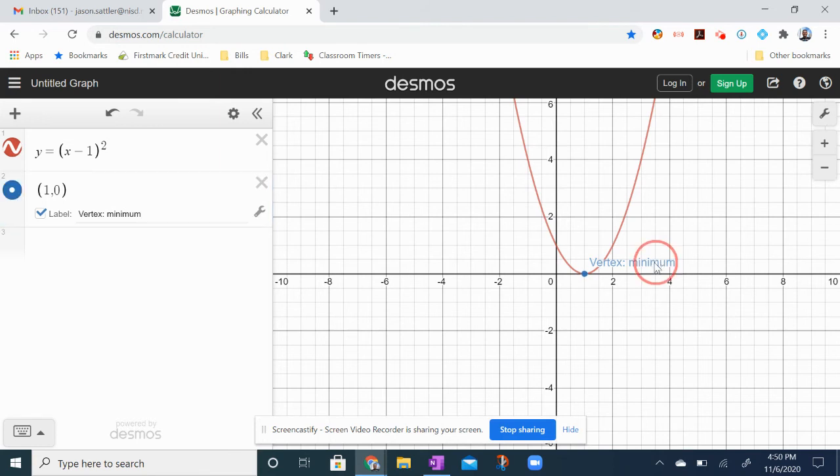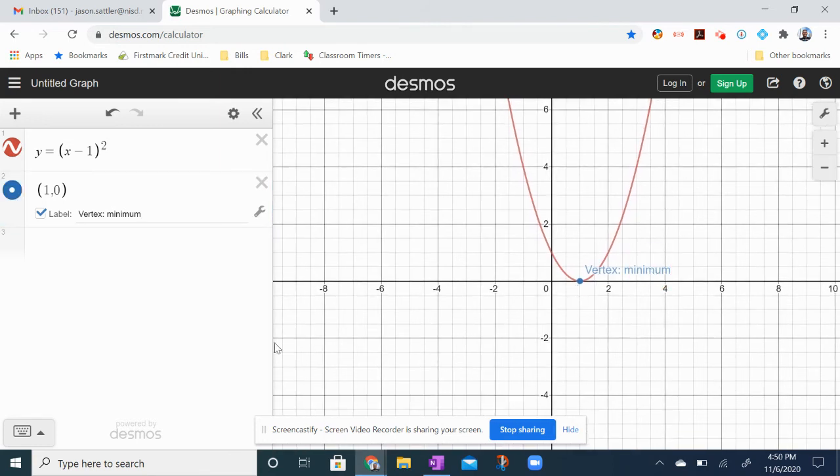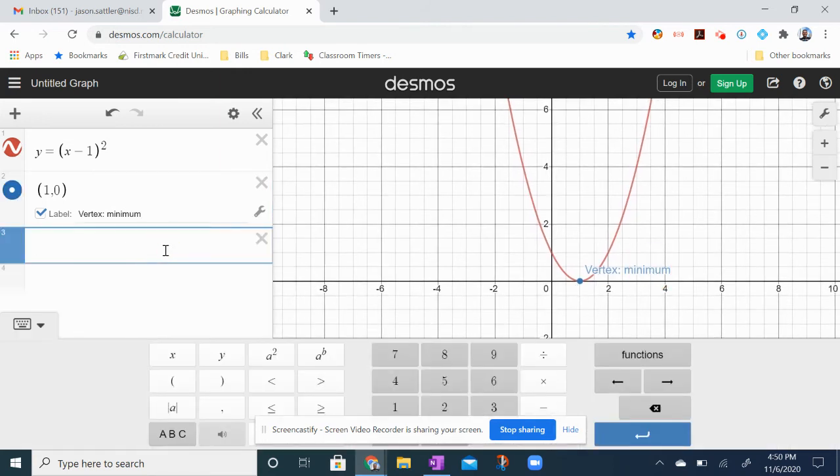So there's my vertex. I can't move around. All right, so just showing you how to use your graphing tools, and then you can see how it graphs over. Okay. So use this to help you, Desmos, where you can.